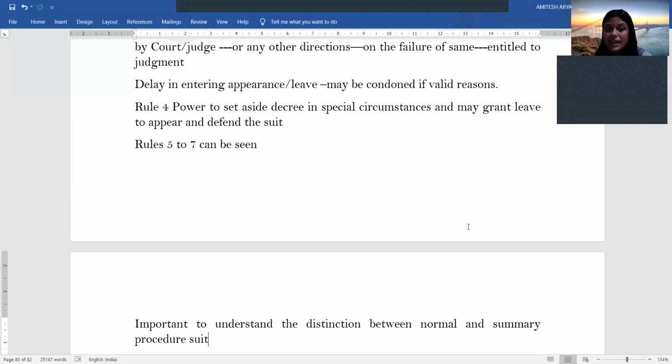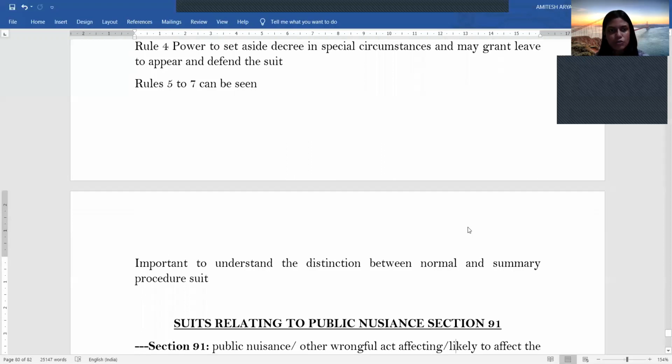Now, if there is a delay in entering appearance or leave and he comes up with valid reasons, it may be condoned. And Rule 4 is the power to set aside a decree in special circumstances. Where the decree was passed without his appearance or without giving him the leave to defend, in special circumstances, such a decree can be set aside and he will be granted leave to appear and defend the suit. You can see Rules 5 to 7 in this case.